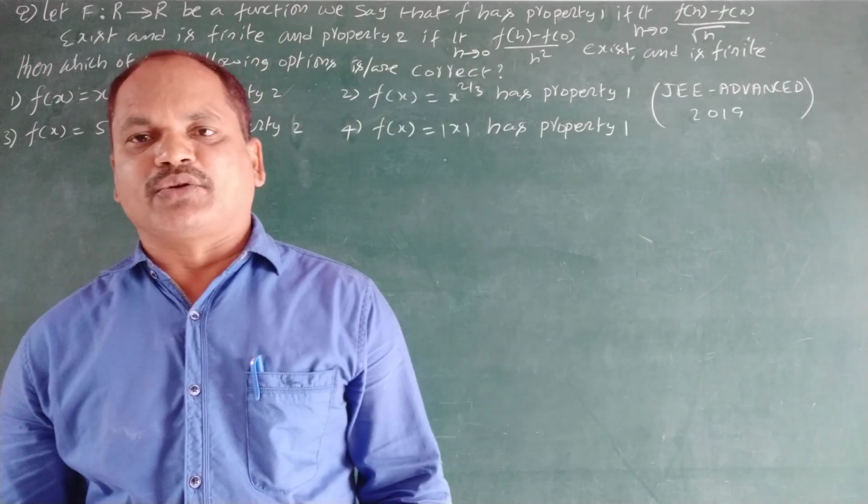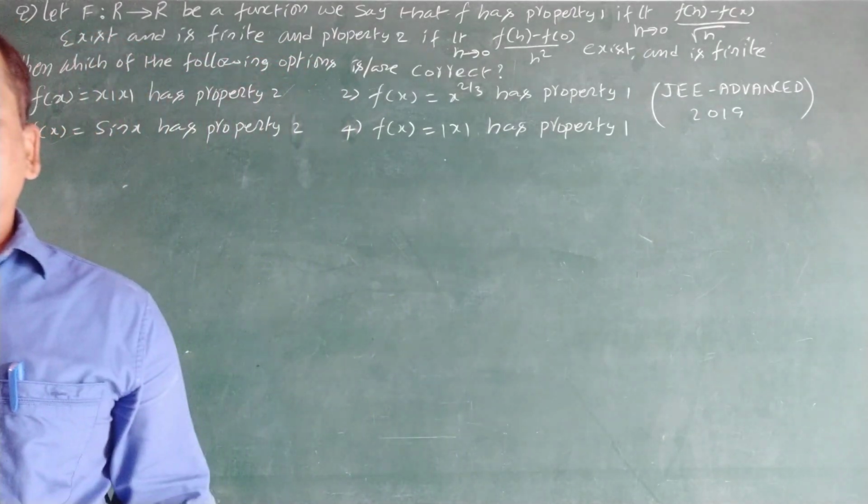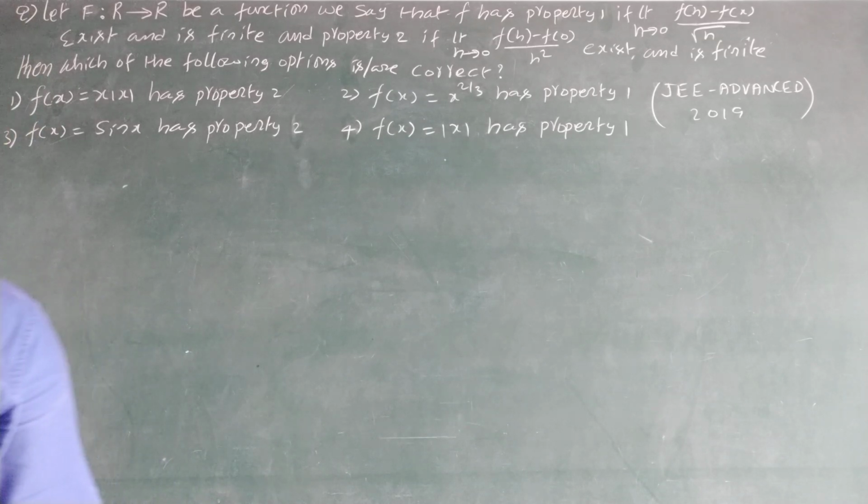Dear students, observe the question. Let f from R to R be a function. We say that f has property 1 if the limit as h tends to 0 of (f(h) minus f(0)) by root mod h exists and is finite, and property 2 if the limit as h tends to 0 of (f(h) minus f(0)) by h square exists and is finite. Then which of the following options are correct?